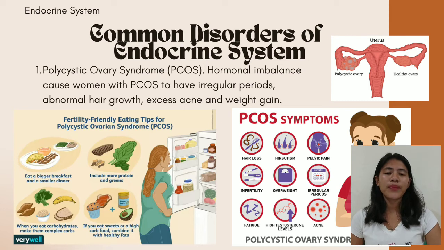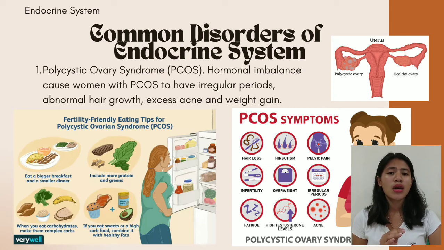So fertility friendly eating tips of PCOS. So eat a bigger breakfast and smaller dinner. So include more protein and greens. And then when you eat carbohydrates, make them complex carbs. So dapat kung kakain tayo ng mga carbohydrates, complex lang, dapat low carbs lang. So, sa ating kasi mga Pilipino is, pag kumain tayo ng mga tinapay, kakain pa tayo ng kanin, and then, nagdubli-dubli na yung ating carbohydrates, so dapat iwasan na natin.